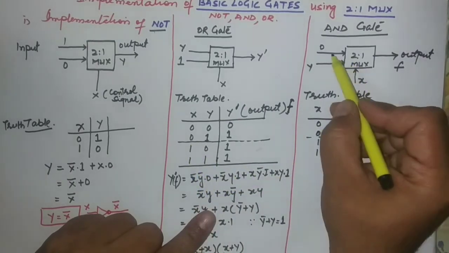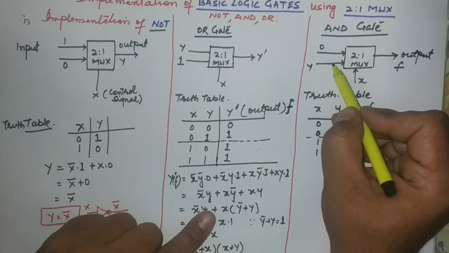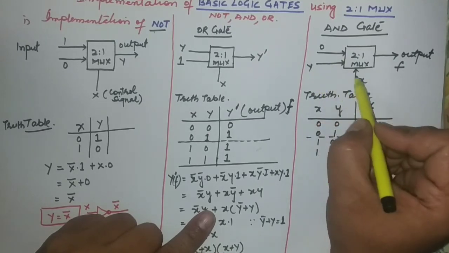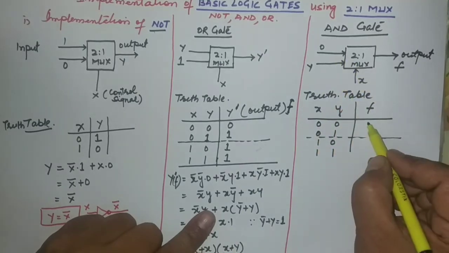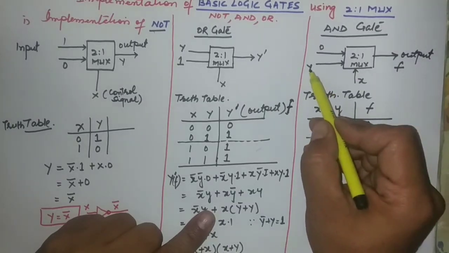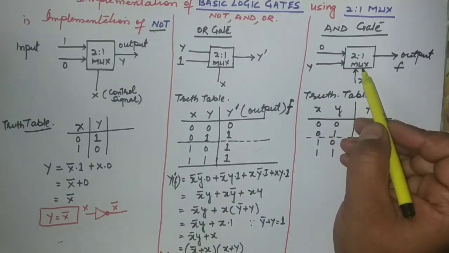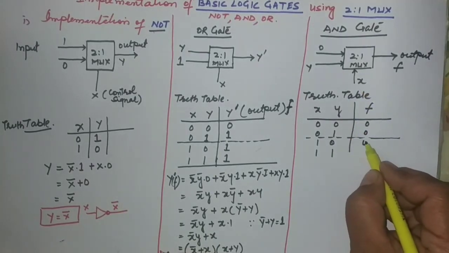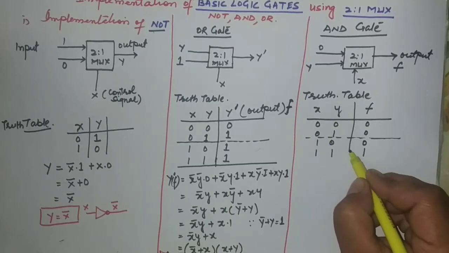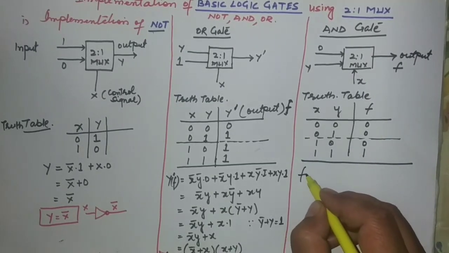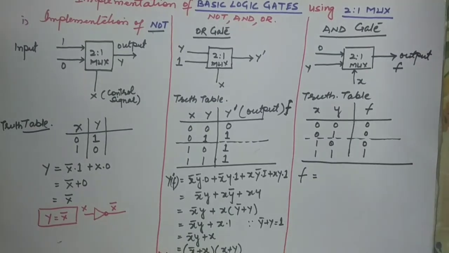When x is equal to 0, obviously this input will be selected, so we don't have to worry about the values of y, so only 0 will be directed as the output. And when x is equal to 1, y will be directed as output, but y can have two values. If it is 0, then obviously 0, and if it is 1, then 1 will be directed as the output. So we can write the Boolean logic function based upon this truth table.